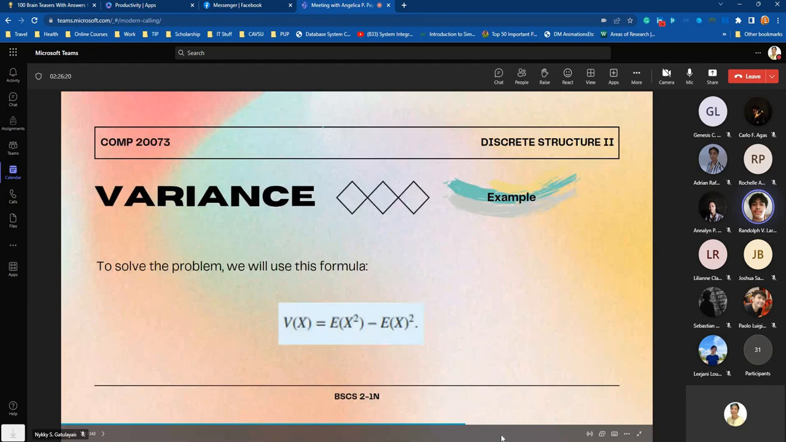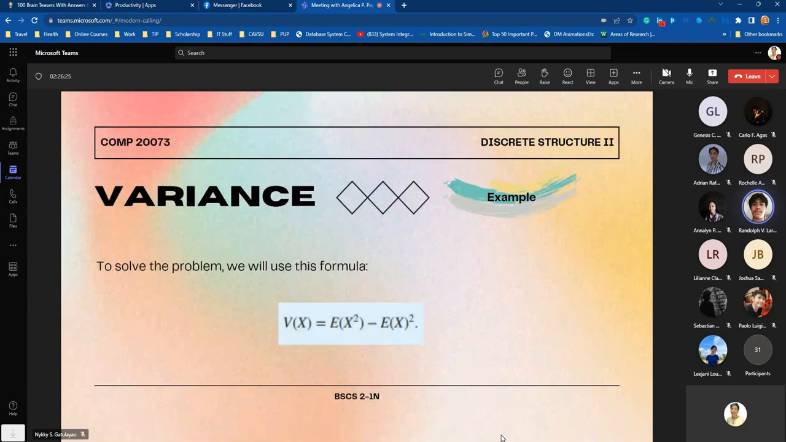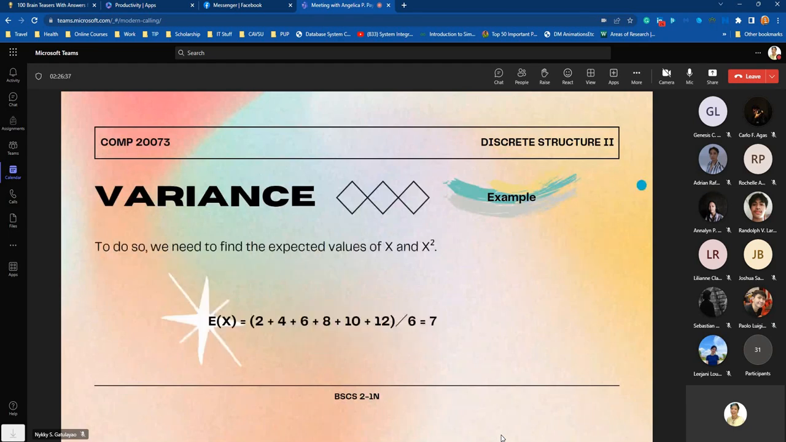So to solve the problem, we will use this formula. Variance of X is equal to the summation of each X squared minus E[X] squared. To do so, we need to find the expected values of X and X squared.